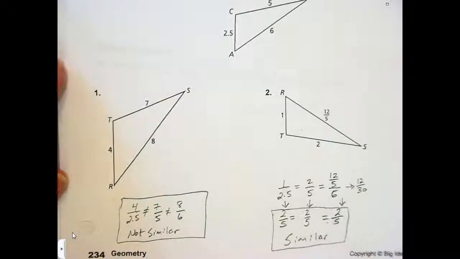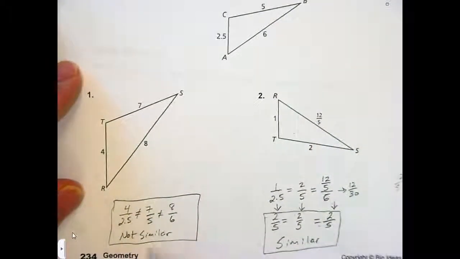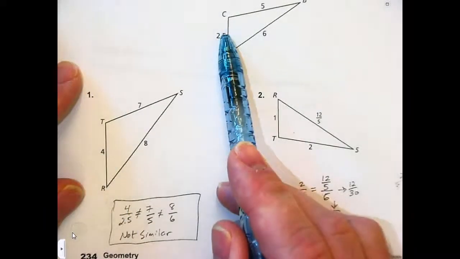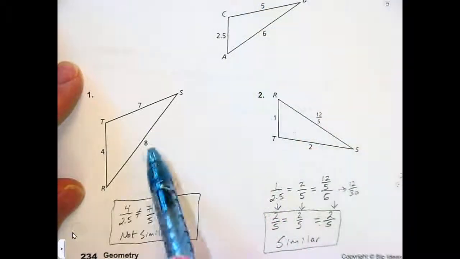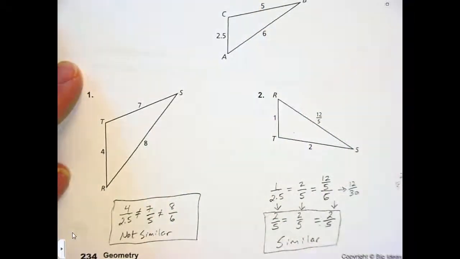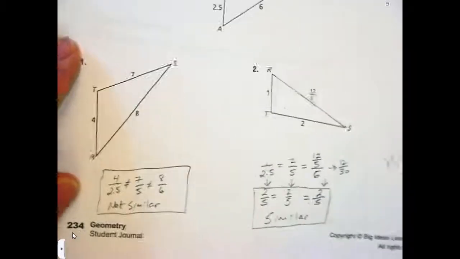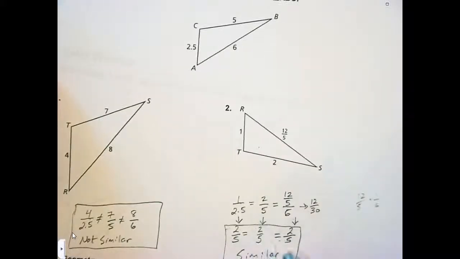So a good way to show that: when you're comparing your side lengths, number one is not similar because 4 divided by 2.5 is not equal to 7 divided by 5, which is not equal to 8 divided by 6. They don't reduce. So that would be a good way to write it up. And then the same thing on this one, you could show it by 1 over 2.5. That's the same thing as 2/5. And 12.5 over 6 is the same thing as 2/5.